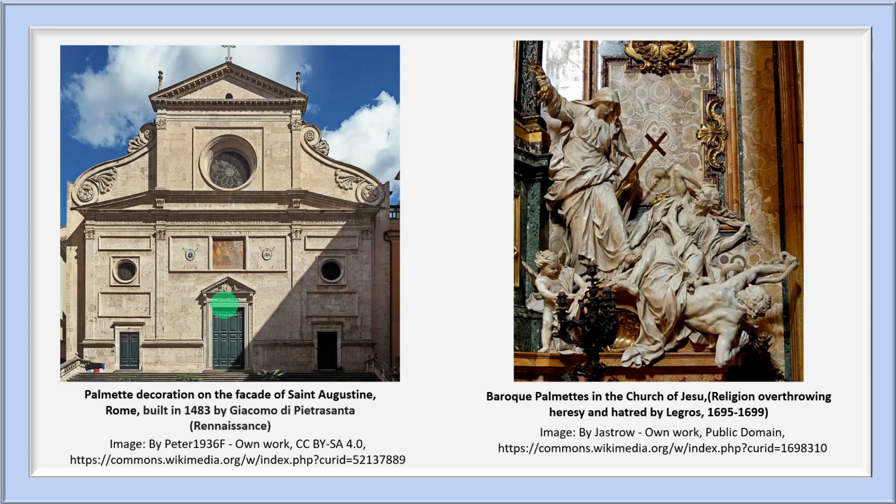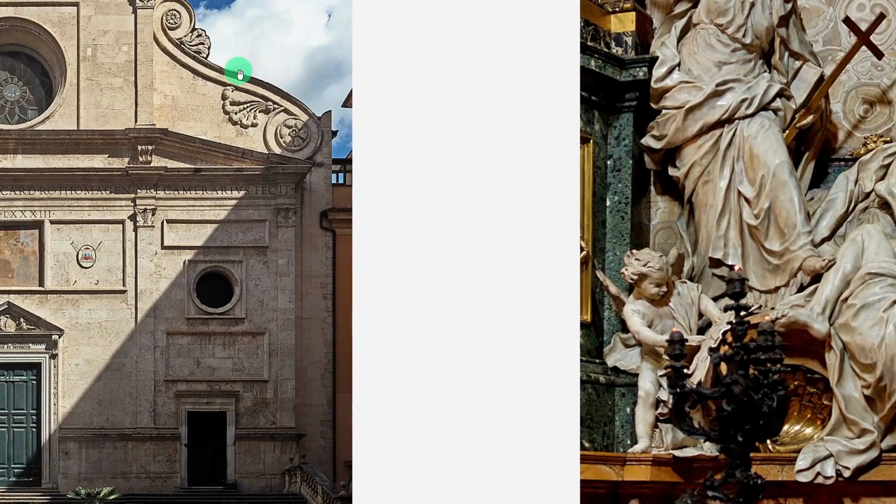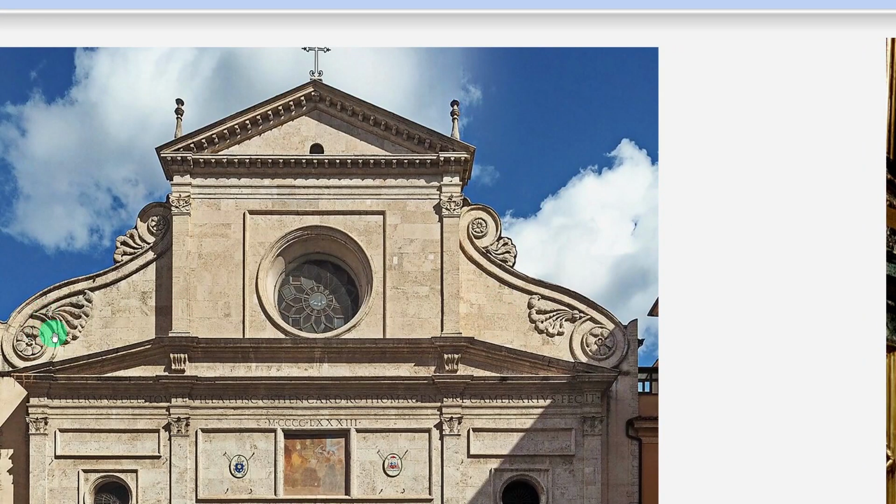Then I'm showing you Renaissance architecture. And here you have Palmettes on the facade of this church. Over here, this, and here. And this one is a scroll, and this is a rosette, and this is a rose window.